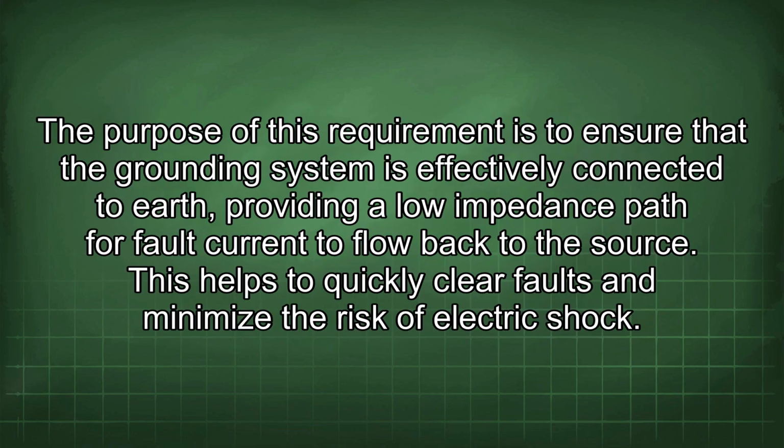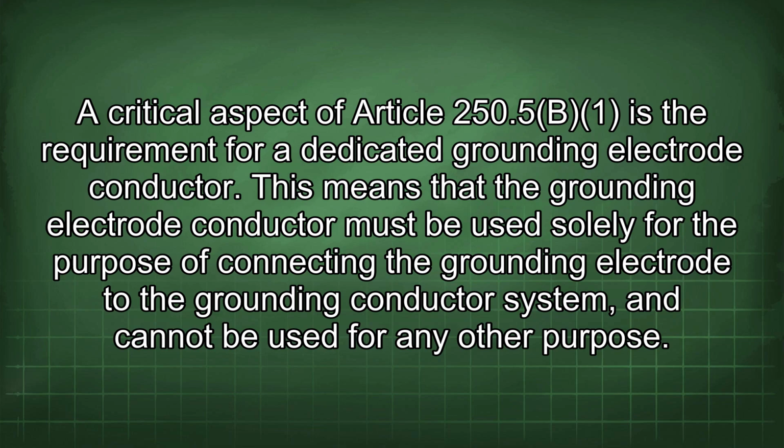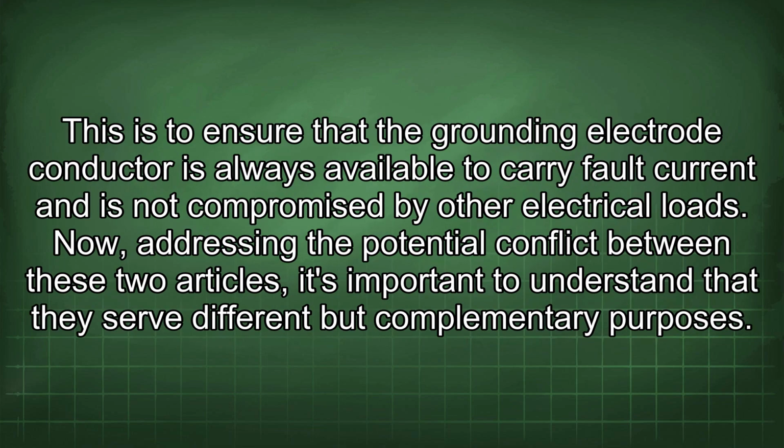The purpose of this requirement is to ensure that the grounding system is effectively connected to earth, providing a low impedance path for fault current to flow back to the source. This helps to quickly clear faults and minimize the risk of electric shock. A critical aspect of Article 250.5 bone is the requirement for a dedicated grounding electrode conductor. This means that the grounding electrode conductor must be used solely for the purpose of connecting the grounding electrode to the grounding conductor system and cannot be used for any other purpose. This is to ensure that the grounding electrode conductor is always available to carry fault current and is not compromised by other electrical loads.